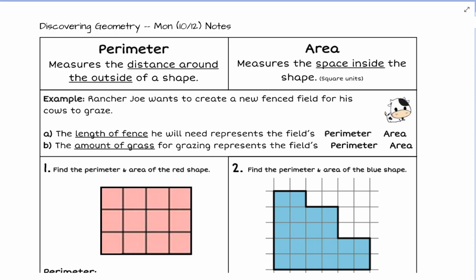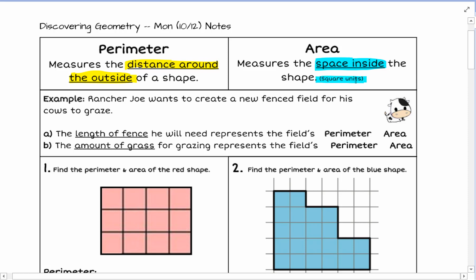Today we're going to talk about perimeter and area. Perimeter measures the distance around the outside of a shape. Area measures the space inside the shape. Area is given in square units. How many squares can fit inside the shape? And perimeter is just given in units. What is the length around the outside?